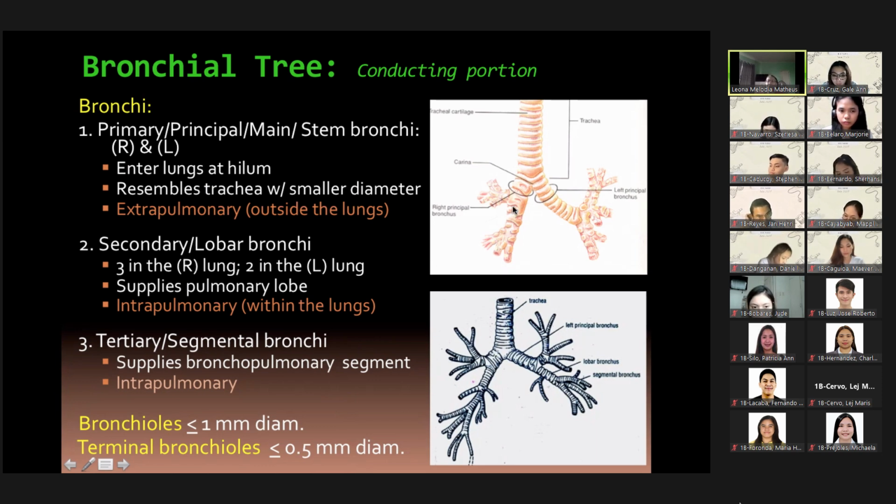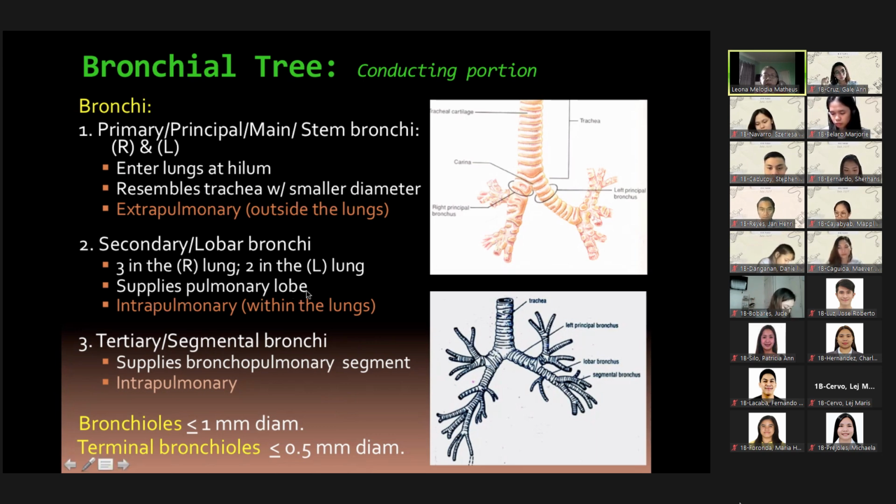Again, remember, we only have three lobes in the right lung, whereas we only have two lobes in the left lung. So look at that, we have three in the right lung and two in the left lung, which is according, of course, to the number of lobes that we have in each lung. Now, of course, these bronchi will go to your pulmonary lobes.